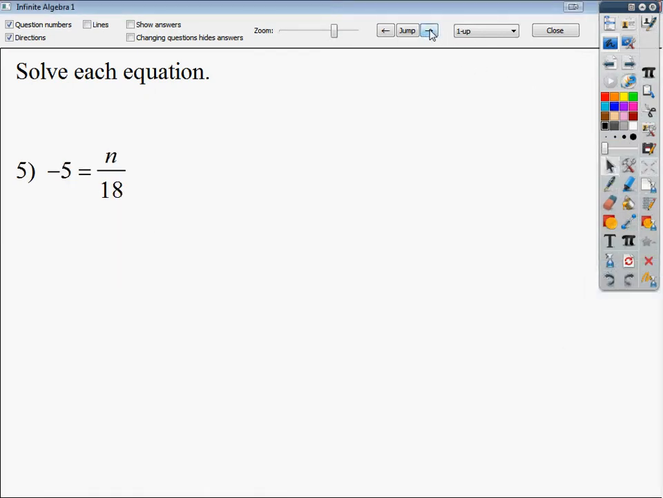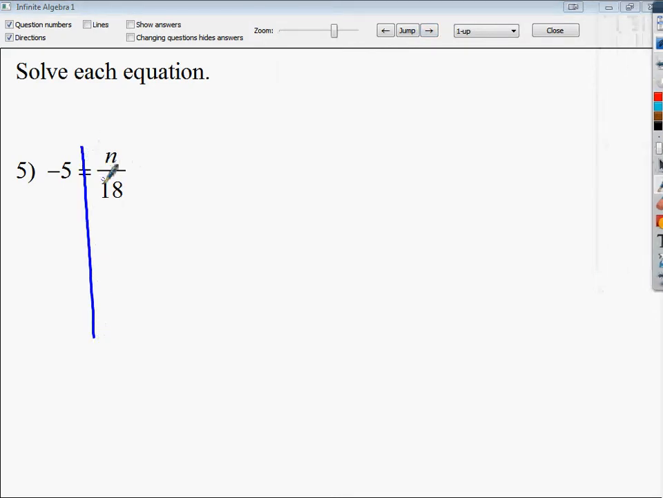Trying to cover all the types that I can think of. In this case, it looks like a fraction, which of course, this line means divide. So it says n divided by 18. So the opposite of divide is multiply. So I'm going to multiply by 18, and I'm going to multiply by 18 here. And I'm going to end up with, I think, negative 90.